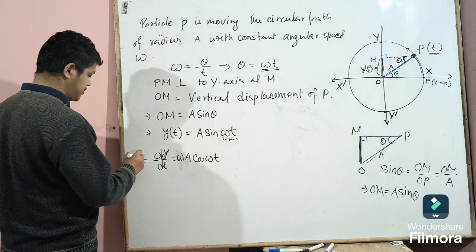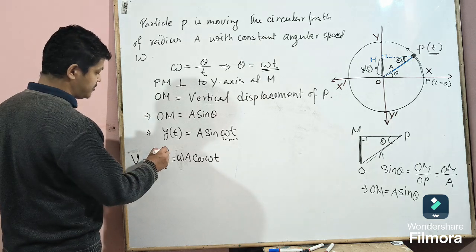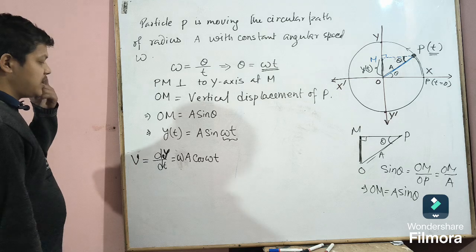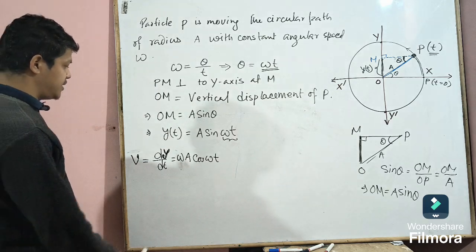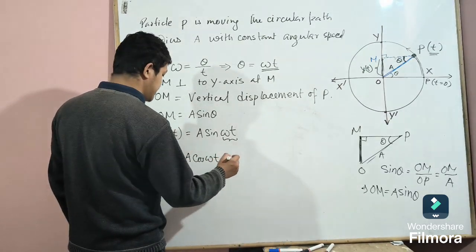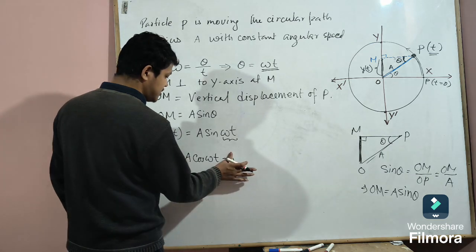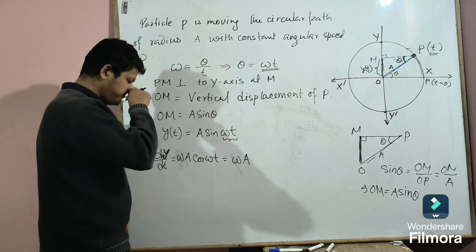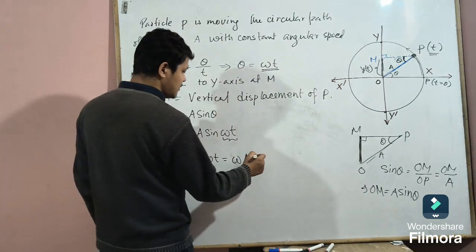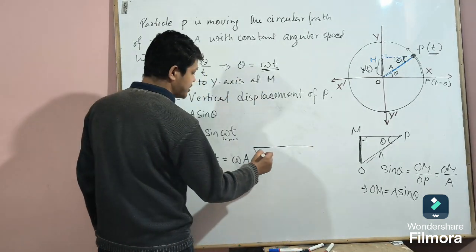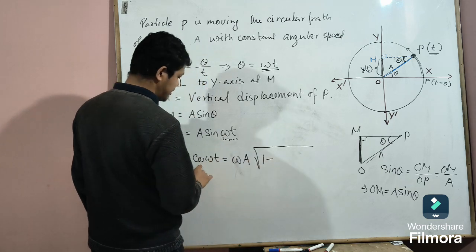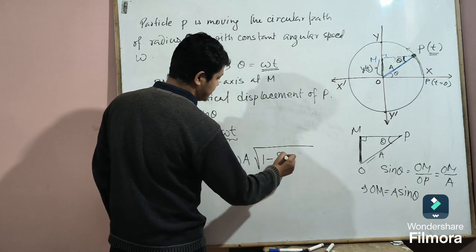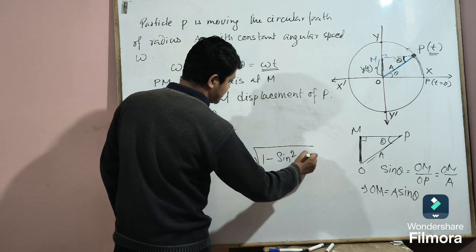So this is what we have got. We have got velocity, right? dy by dt gives velocity. Now this cos omega t can be written as, we know the relation between cos and sine, so cos omega t can be written as root over 1 minus sine square omega t, right?